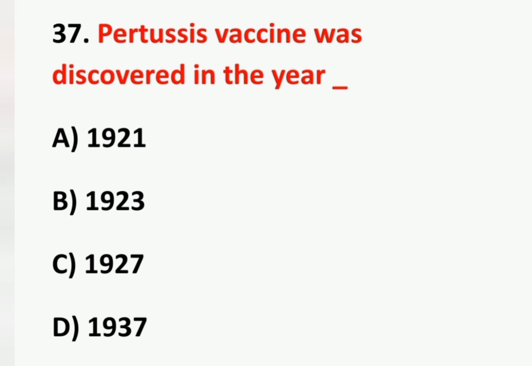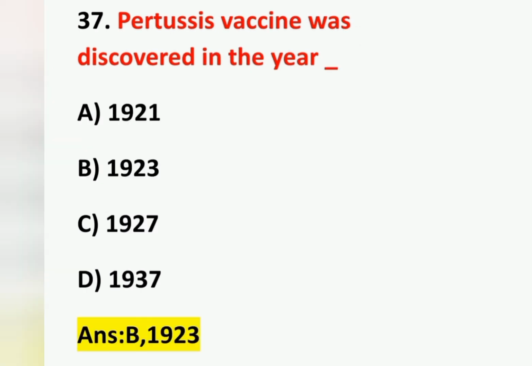Move on to next question. Pertussis vaccine was discovered in the year. Options are option A 1921, option B 1923, option C 1927 and option D 1937. Here correct answer is option B 1923. Pertussis vaccine was discovered in the year 1923.